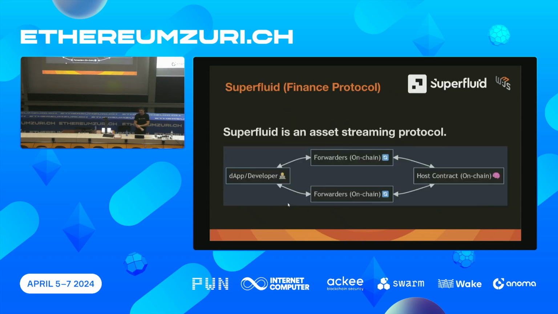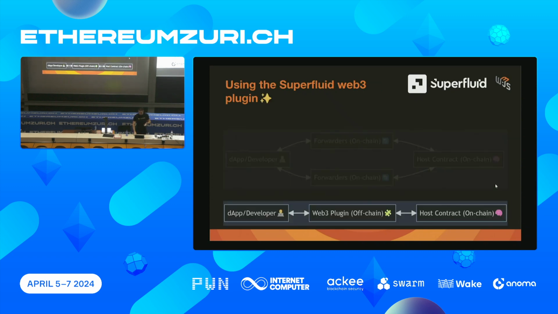A really good example that we have is Superfluid. Superfluid is an asset streaming protocol, and if you're a developer and you want to interact with Superfluid, you need to talk to some forwarders, which are contracts on chain, and then the forwarders will talk to the host contract, which is the main contract with all the core functionalities of Superfluid. But then we created a plugin that allows the developer to use the Web3 plugin off-chain, so they don't need to send a transaction talking to these forwarders, and the plugin will abstract the forwarder's functionality and talk directly to the host contract.